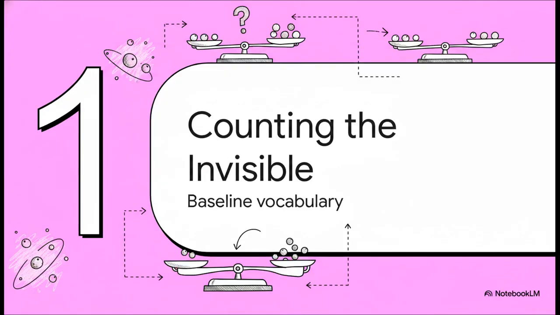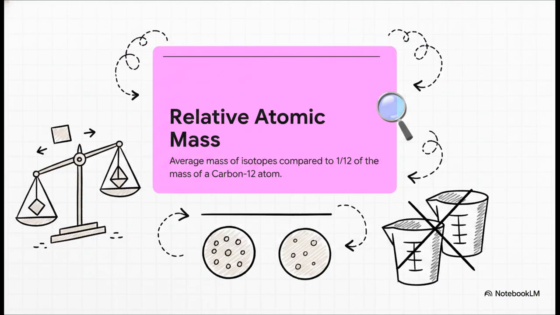Section 1. Counting the invisible. Mastering the baseline vocabulary. Right, before we can even think about doing chemical calculations, we need to lay down some foundational terms. These allow us to actually compare the masses of different atoms. Let's start with relative atomic mass, which you'll see represented by the symbol Ar. This is the average mass of the isotopes of an element compared to exactly 1/12 of the mass of a carbon-12 atom. You might be wondering, why carbon-12? Well, it's just the agreed-upon benchmark in the chemistry world.